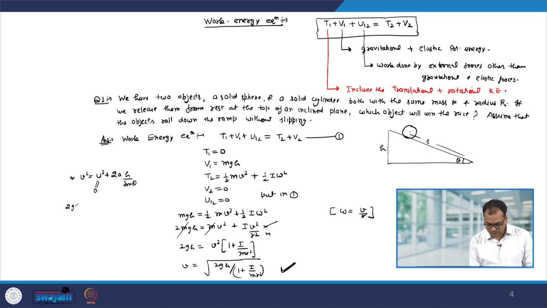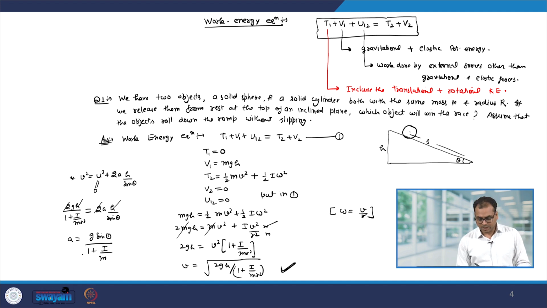So, we have 2 g h over 1 plus I over m r square equal to 2 a h over sin theta. Now, 2 and h will get cancelled. So, we have a equal to g sin theta over 1 plus I over m r square, where the radius of the object is given as r. This is the acceleration of the object. Now, this tells you that the object with the smallest I over m r square will win the race.